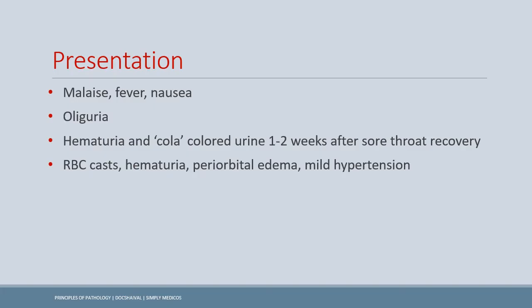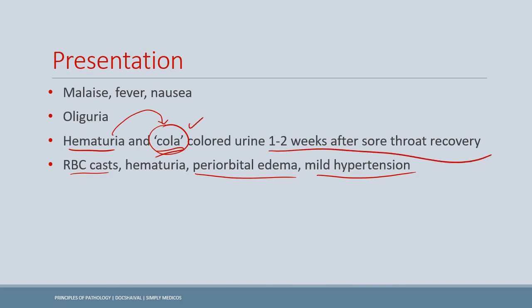Okay, now the PSGN patient would present with the symptoms of nephritic syndrome. Obviously that is the hematuria, RBC casts, periorbital edema and mild hypertension. Now this hematuria would lead to cola colored urine. Questions often mention cola colored urine occurring 1 to 2 weeks after strep throat recovery, and there would also be oliguria and malaise, fever, nausea, which are the non-specific symptoms.